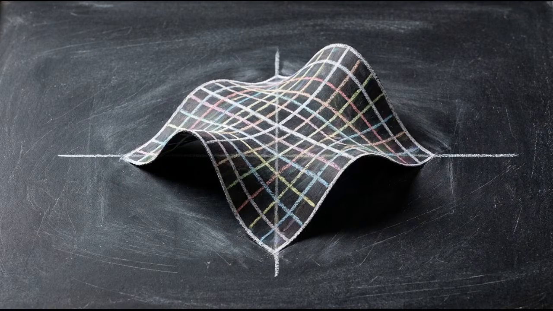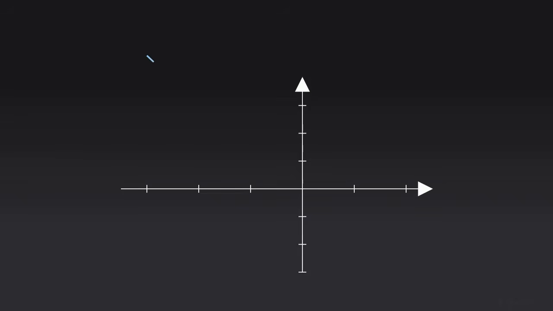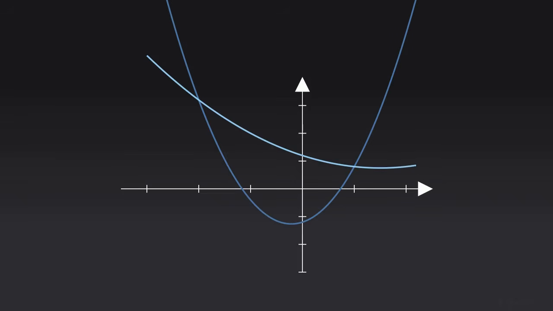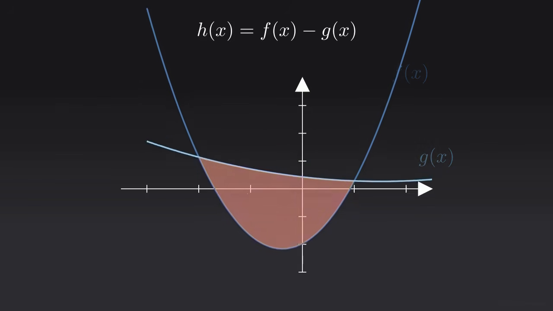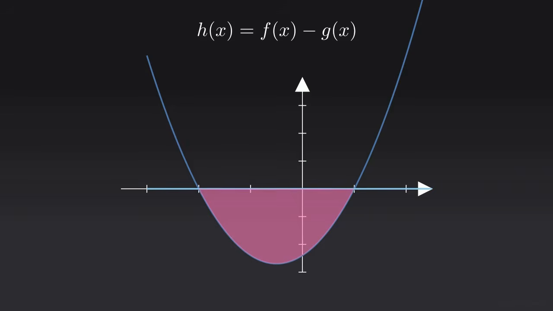Real-world problems are rarely bounded by a flat axis. Often, we need to find the territory trapped between two moving boundaries, two different functions, f of x and g of x. Take parabolas f of x and g of x. We must calculate the area of their overlap. We simplify this with a difference function. Subtracting g of x from f of x flattens the lower boundary to the axis. The curves become a single function.